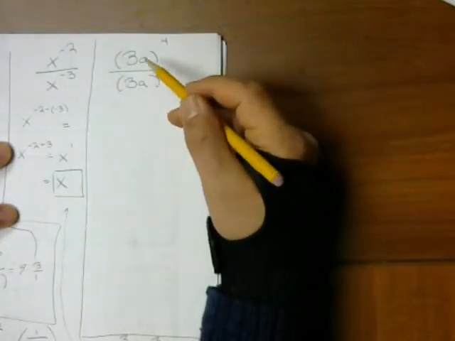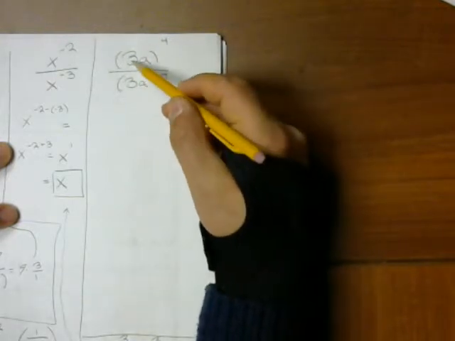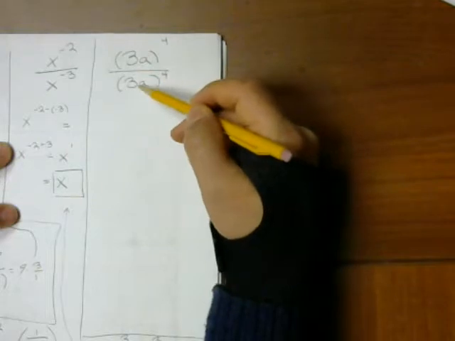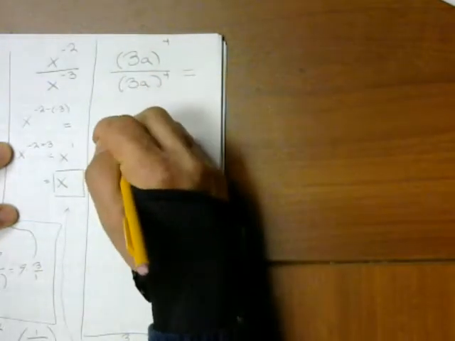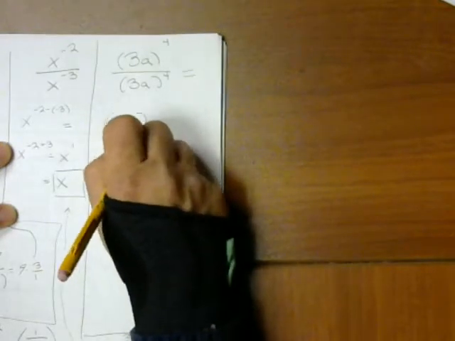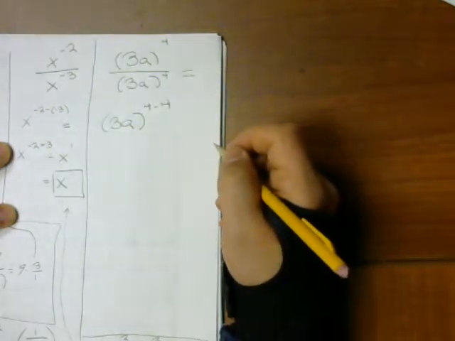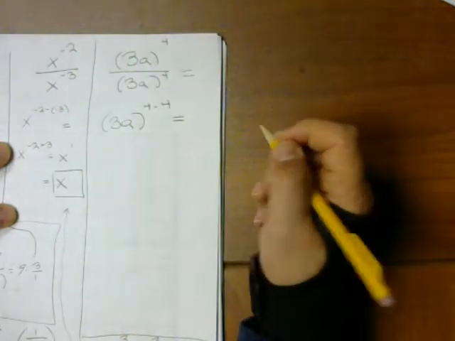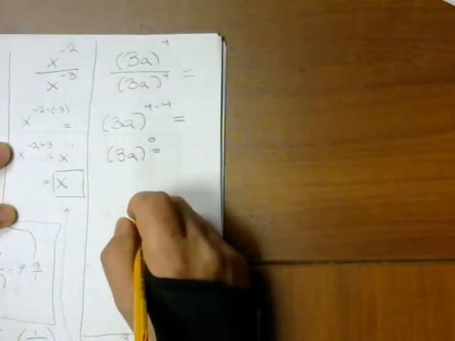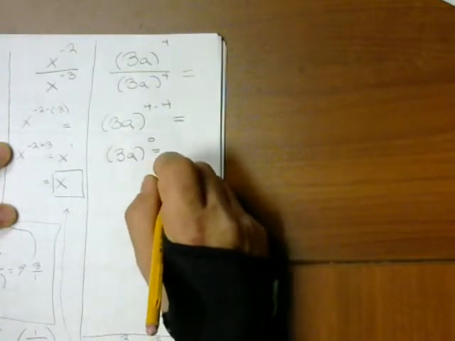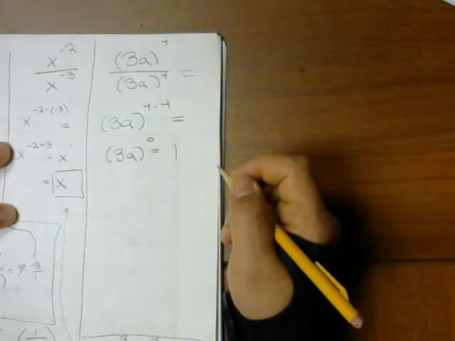A little scarier. We have an a, we have 3, we have numbers, and we have exponents together. But this is 3a to the 4th power divided by 3a to the 4th power. The bases are the same, so all I have to do is take 3a to the 4 minus 4, and that gives me 3a to the 0, which is just 1. If we remember, anything to the 0th power is 1.